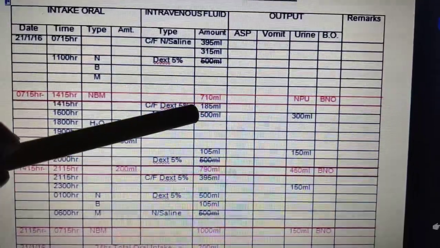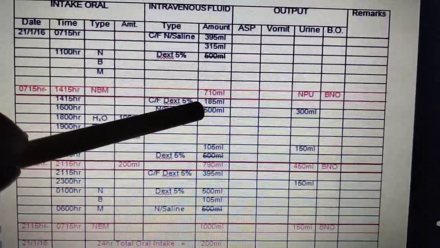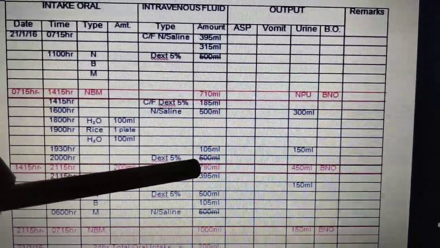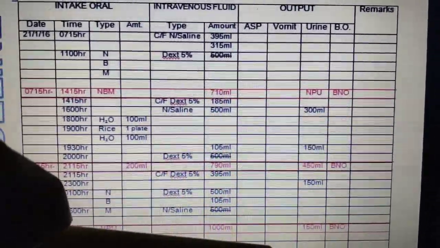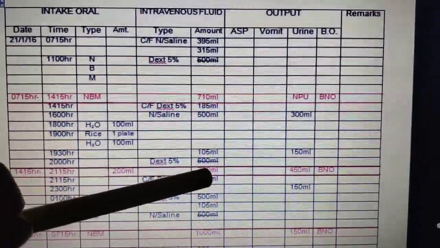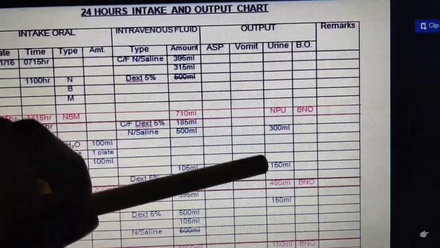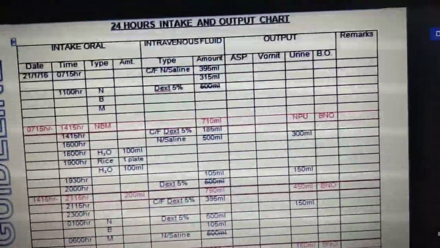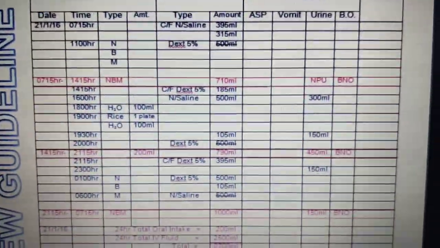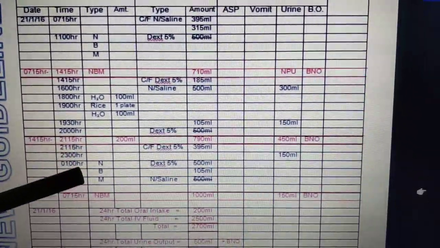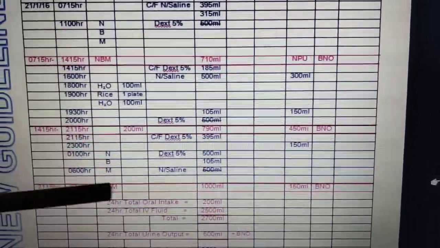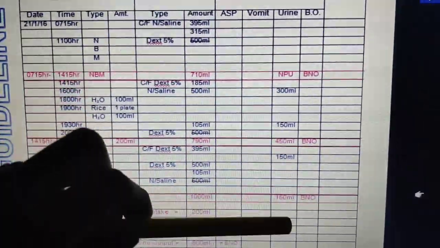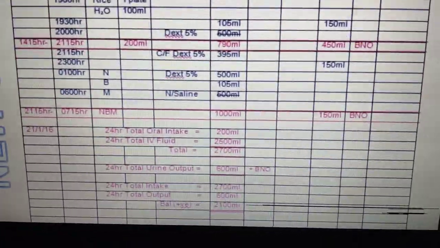At the end of the shift, the nurse has to maintain a record here. She has to calculate it. How much? 185 plus 500 plus 105 ml. How much? 790 ml. Clear. And 300 plus 150 ml of urine is 450 ml. This we call output. Like that, at the end the third shift nurse will come. Again she started dextrose, saline, the same thing. In the intake we have to calculate here, output here. The end is very important.